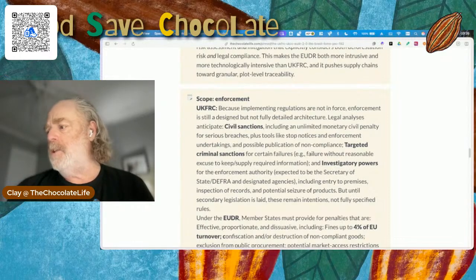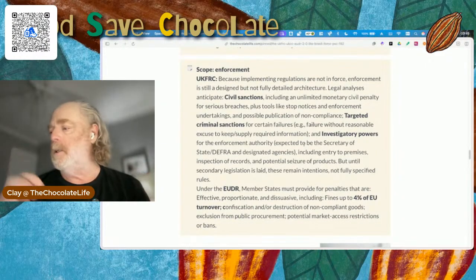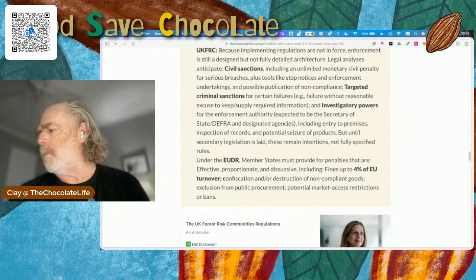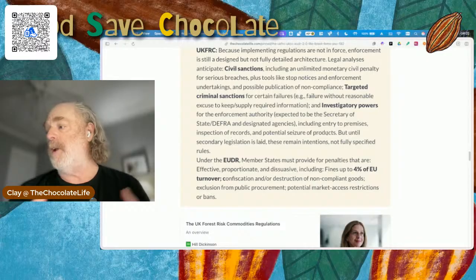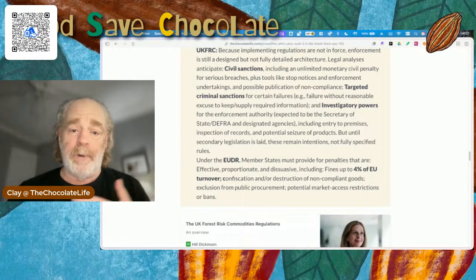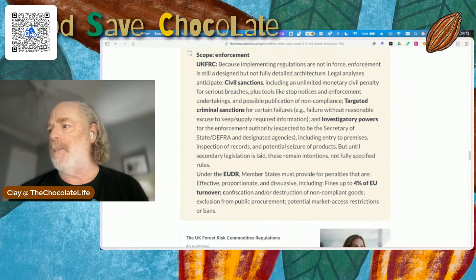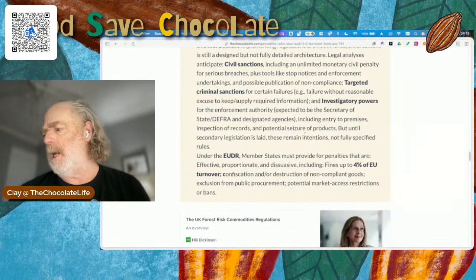There may be civil sanctions, which include monetary penalties, stop notices and enforcement undertakings, and possible publication of noncompliance, so a bad list. There may also be targeted criminal sanctions for some failures, and investigatory powers for the enforcement authority, which is expected to be the Secretary of State. They include entry to premises, inspection of records, and potential seizure of products. But until the enabling regulations are enacted, we have no idea what the penalties are going to be if you're not in compliance.